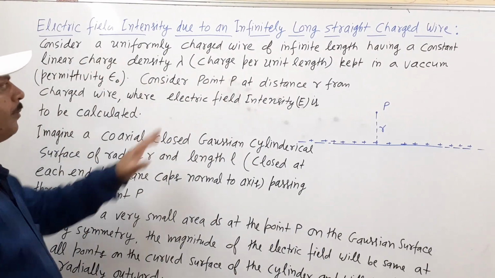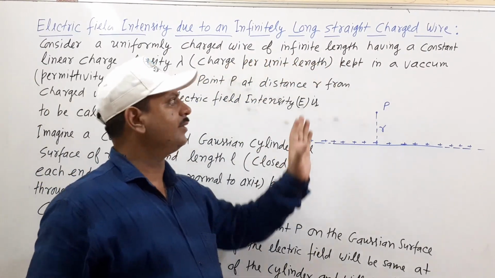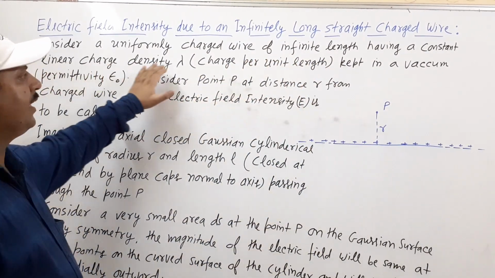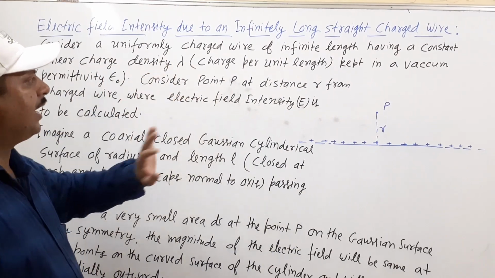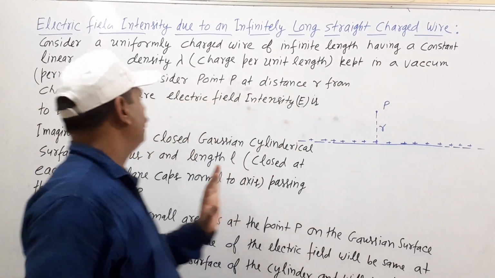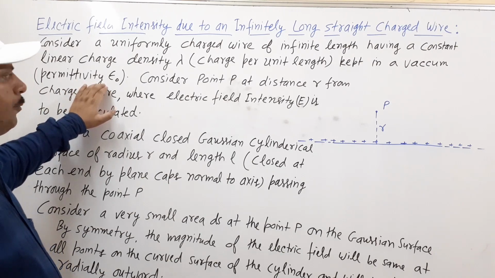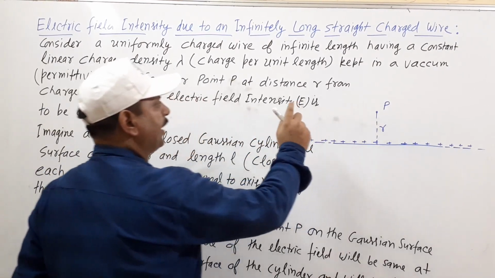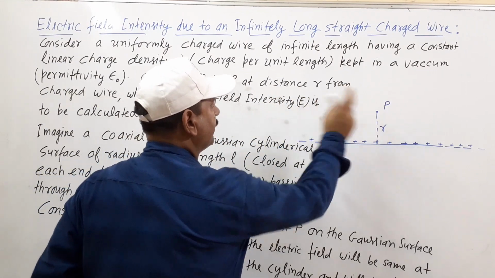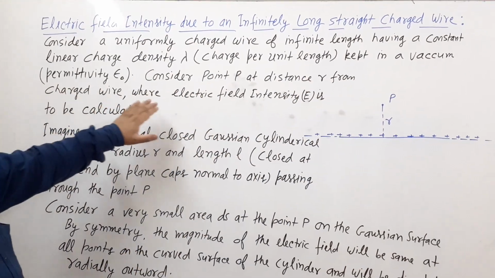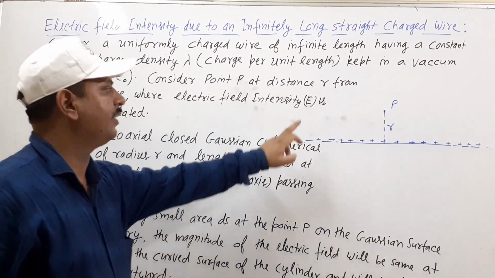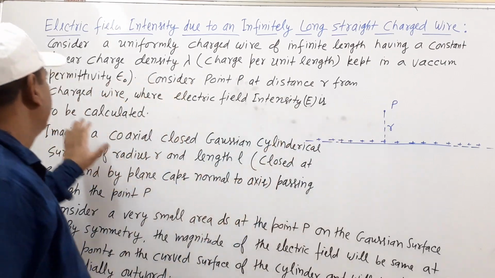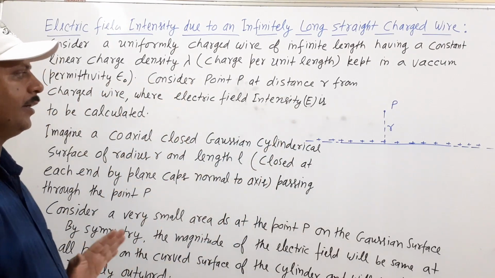Consider a uniformly charged wire of infinite length having a constant linear charge density lambda kept in vacuum. Absolute permittivity is epsilon naught. There is a point P at distance r from the charged wire where electric field intensity E is to be calculated.